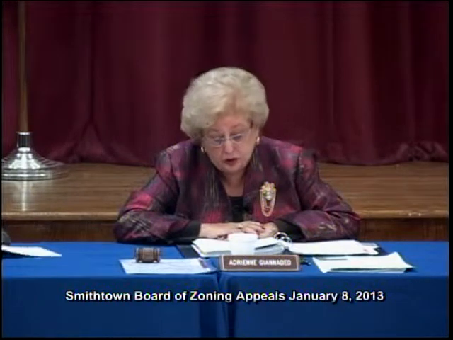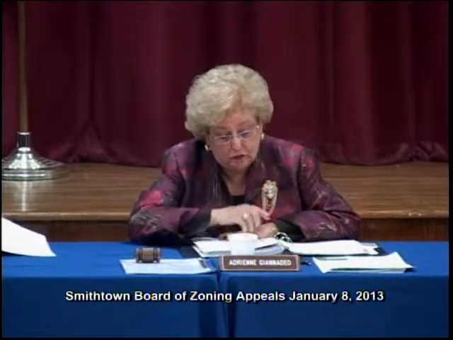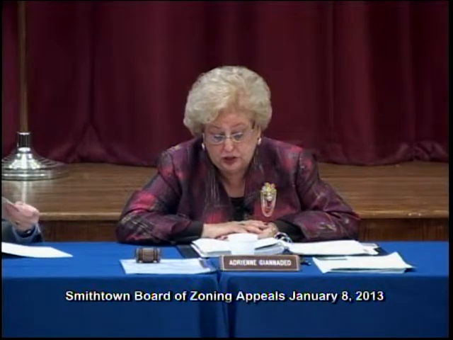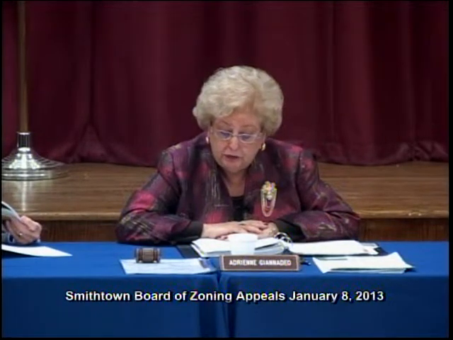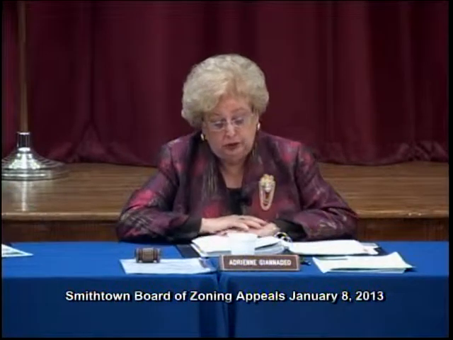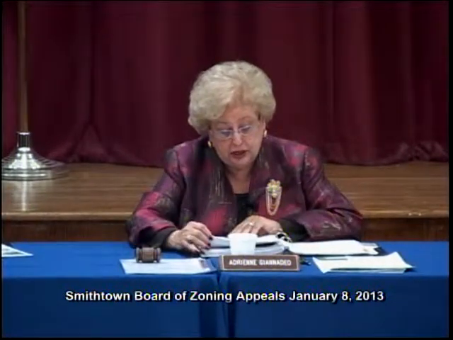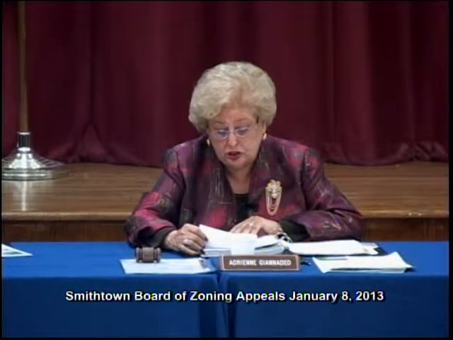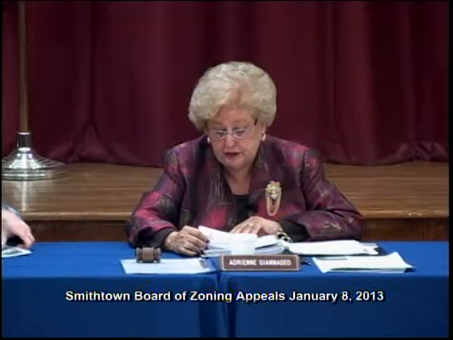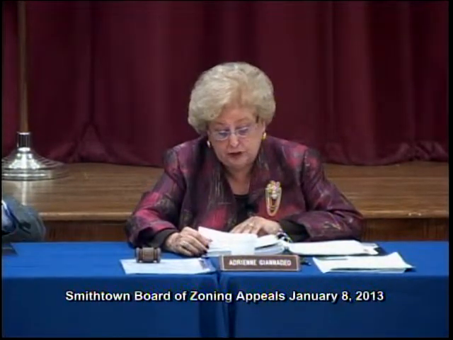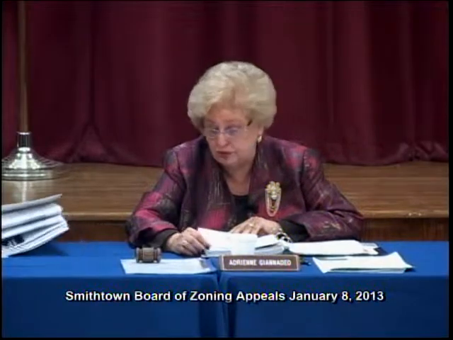Request variance to reduce minimum side yard from 24 feet to 6 for an existing 288 square foot cabana. Reduce the side yard setback from 24 to 9 for an existing 140 square foot shed. Reduce the total side yards from 60 to 15 feet, cabana and shed. Increase the maximum front yard paving from 25% to 31%.